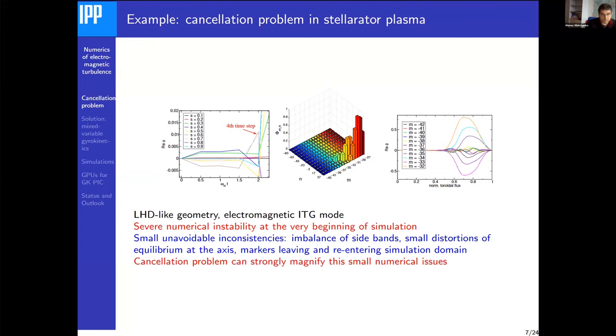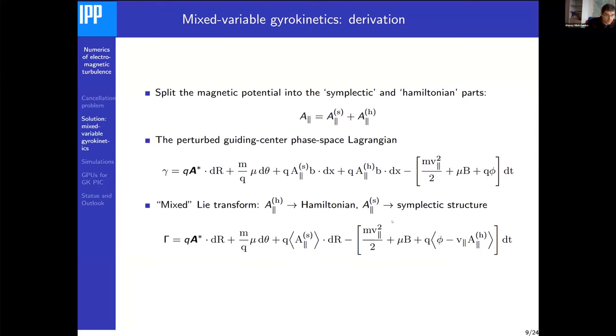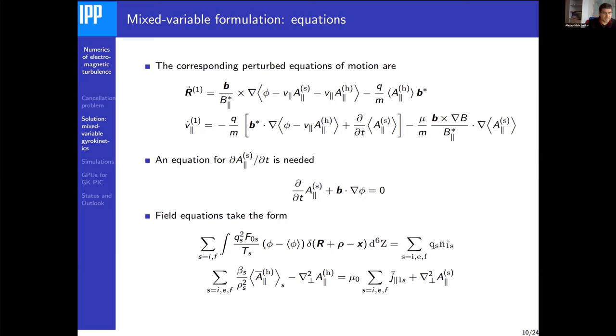There are ways to mitigate it, and the way we use now is based on mixed variable gyrokinetics. In this particular formulation, we deliberately split the magnetic potential into symplectic and Hamiltonian parts, and then proceed with a normal standard derivation based, for example, on the Lie transform approach. And we end up with a system of equations just by doing standard steps. And okay, so we have our gyrocenter orbits.